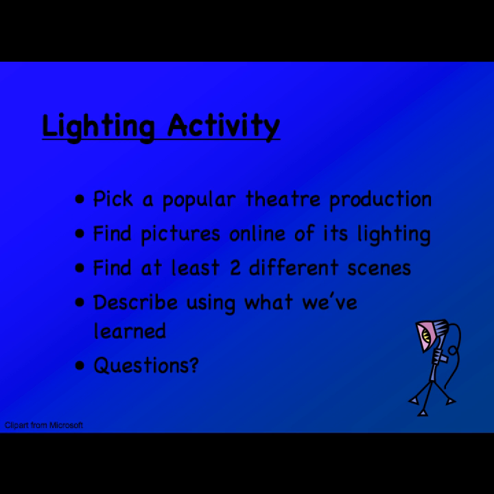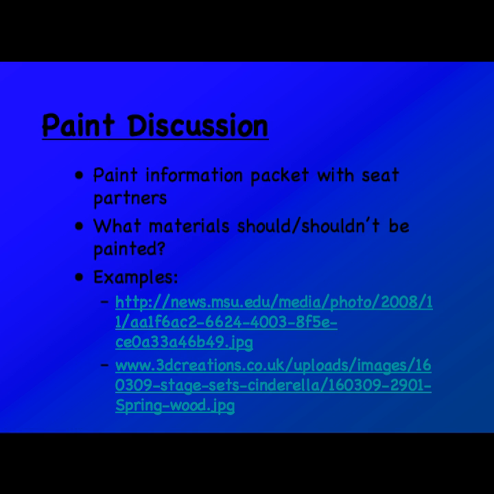Go ahead and take a pack and go over it with your seat partner. Your question for today's topic, what materials should and should not be painted? Things that should, wood, backdrops, plywood. Things that should not, good wood, metal, curtains, sykes, and things that look good as they are. A couple of examples online.